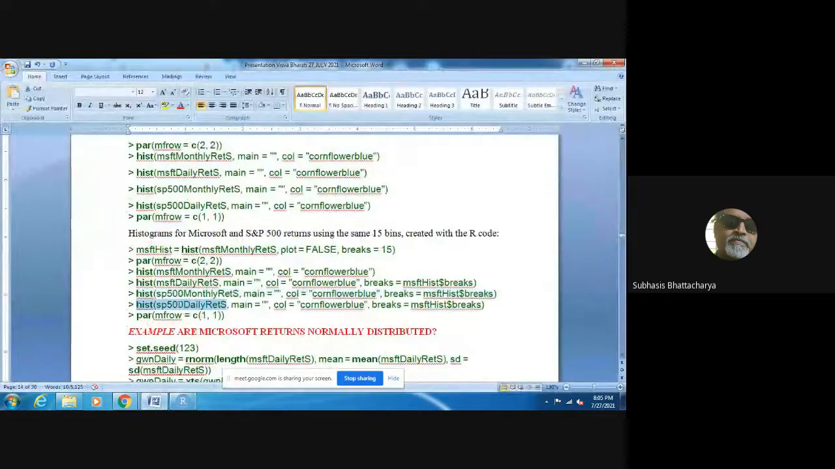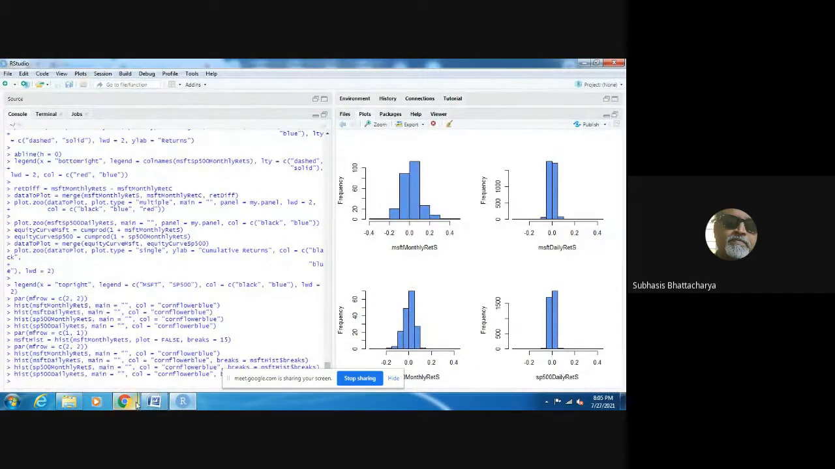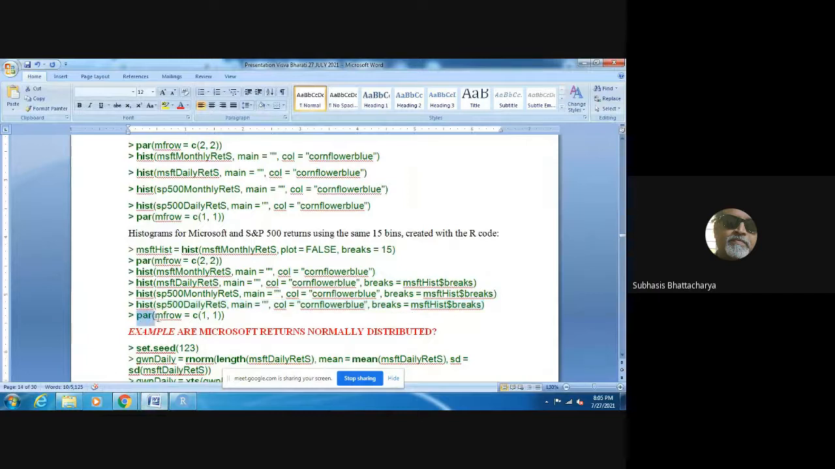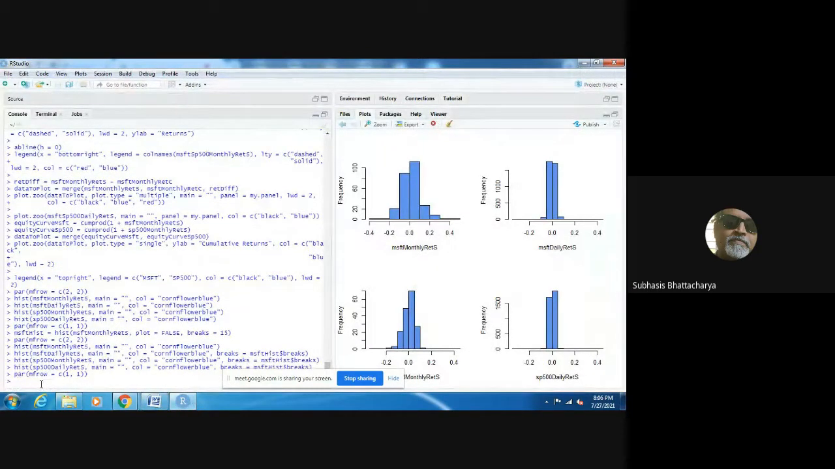Some traditional techniques, like checking whether kurtosis is greater than 3, can also be done in R very easily. So these are making the histograms with more or less the same bins, that is, the bin width is the same. Now we look at the shape of the returns and compare them in the same way. That is how things are going on.